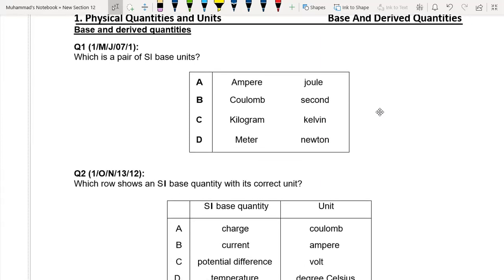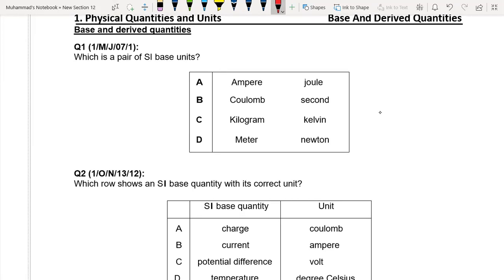Today I am going to solve MCQs of the first chapter of AS Physics, Physical Quantities and Units. The first subtopic is base and derived quantities. I am solving my own topical booklet, so I hope this will help you.